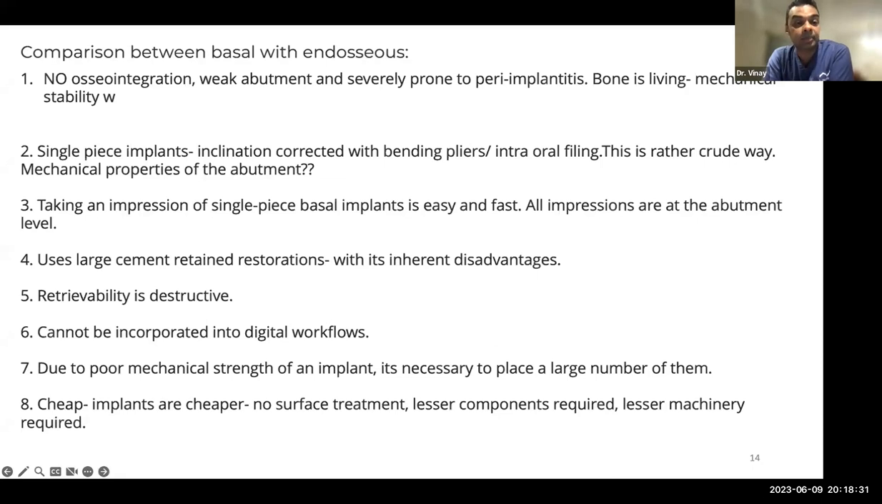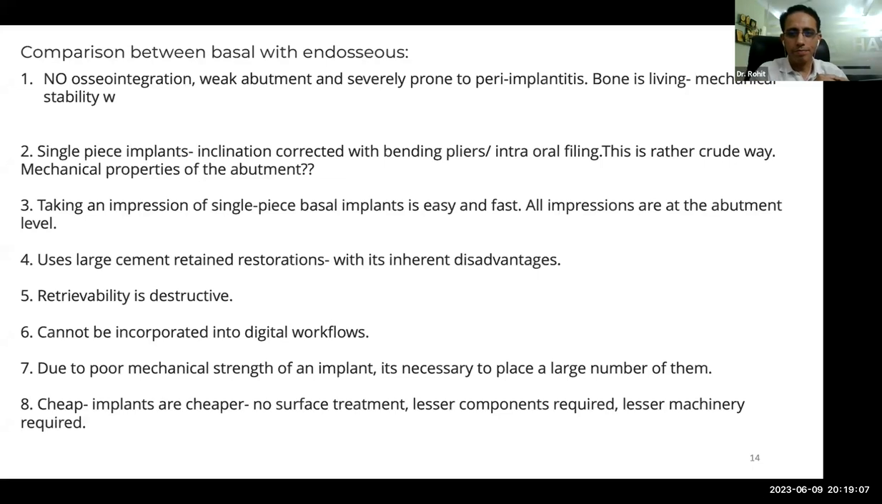And the comparison of a basal implant with an endosseous implant is that there is no osseointegration. So it's a weak abutment and severely prone to peri-implantitis. Like I said, bone is living. A mechanical stability without osseointegration, I can't understand whether that principle works, because the whole of implant dentistry is based on osseointegration. It's a single piece implant, and so inclinations have to be corrected with bending pliers or filing intraorally. And I think this is a rather crude way of doing it.